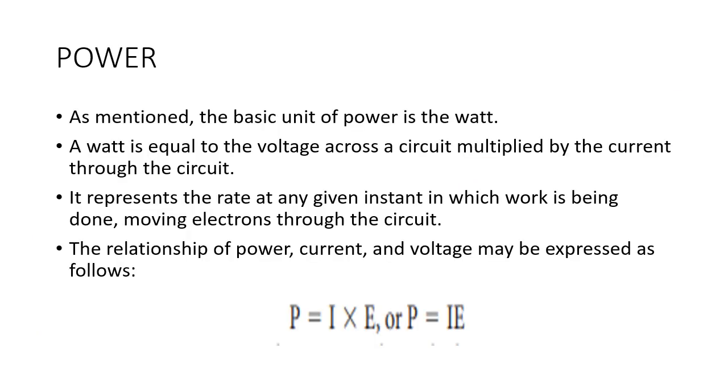As mentioned, the basic unit of power is the watt. A watt is equal to the voltage across a circuit multiplied by the current through the circuit. It represents the rate at any given instant at which work is being done, moving electrons through the circuit. The relationship of power, current, and voltage may be expressed as follows: P equals I times E. I represents the current through the circuit and E represents the voltage applied to the circuit being measured. The amount of power will differ with any change in the voltage or current in the circuit.